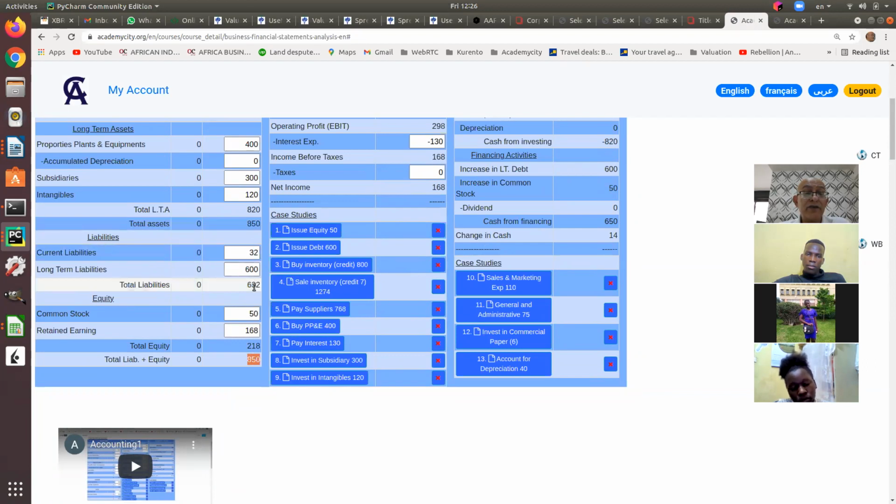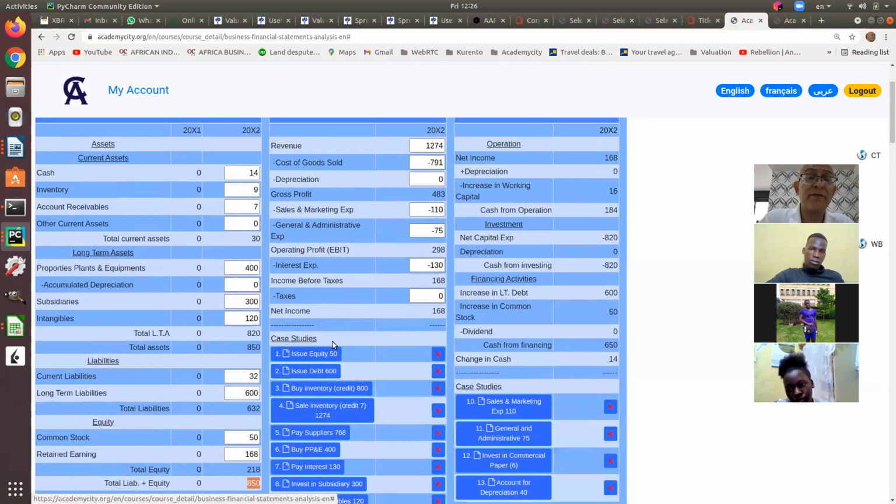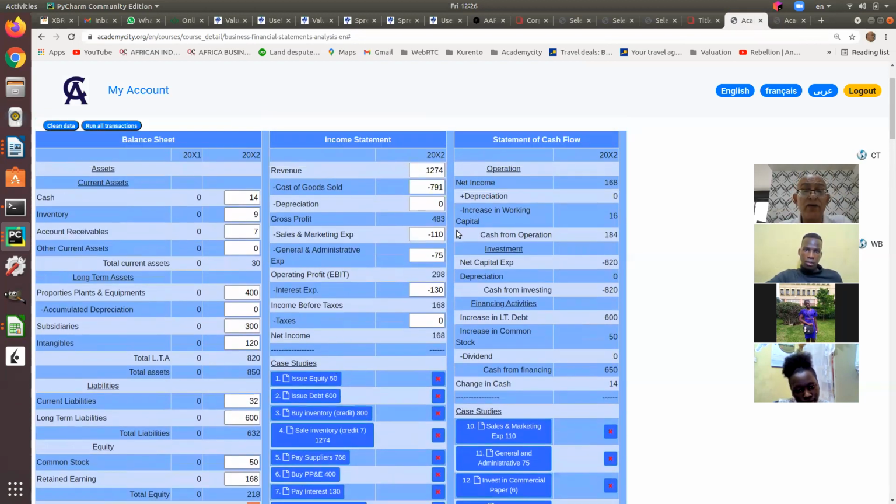850 equal to liabilities plus equity, 750. Really nice. So we can say the effect of sales and marketing, general and administrative, and interest, as long as it's paid in cash, have the same effect on the financial statements. Profit is going to go down by all those three, by the way: minus 110, minus 75, minus 130. All of them reduce the profit.